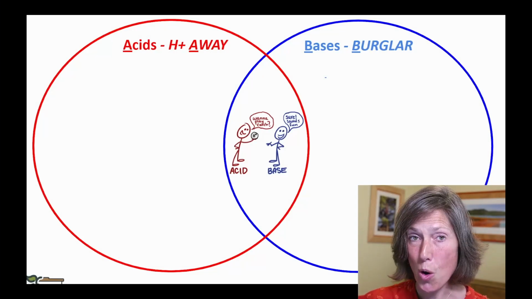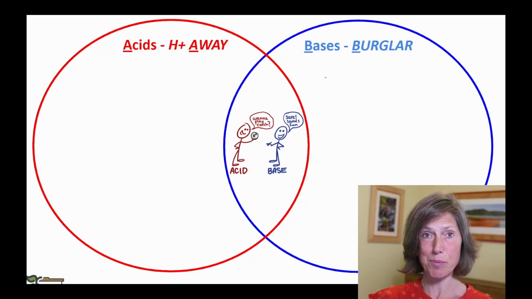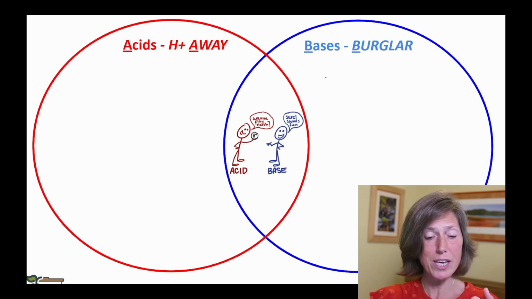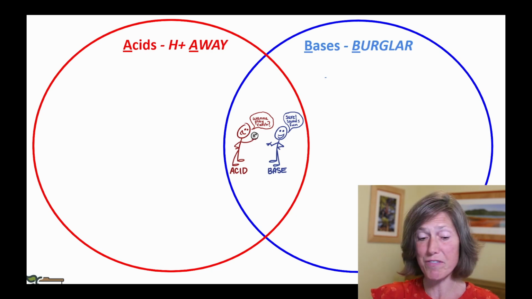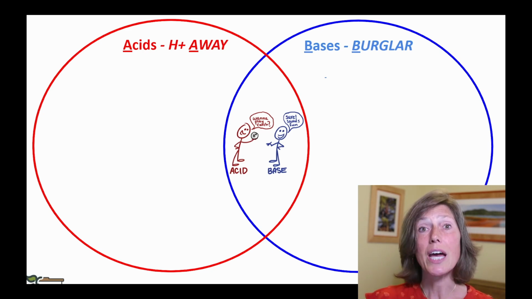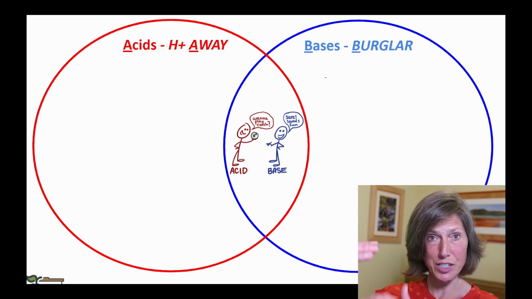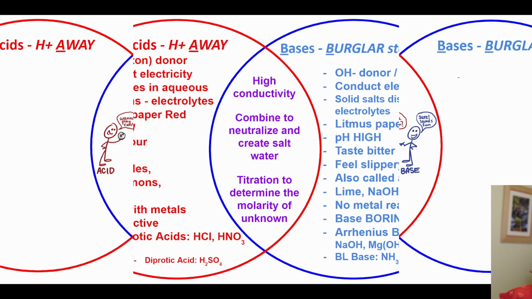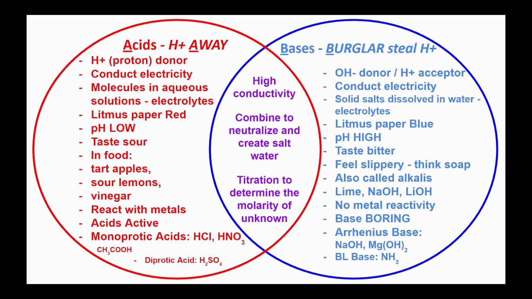We can then take it all the way back to the beginning of acids and bases, where they started to explore with that bin containing a weak acid and a weak base, possibly vinegar and baking soda, and coming up with commonalities. And now they've learned so much more, so they can expand on their Venn diagram with the list of the things that they've learned. So here you're seeing the actual comprehensive list that I would like my students to come up with. Acids A, H plus away, base B burglar. What are their differences? What do they have in common?